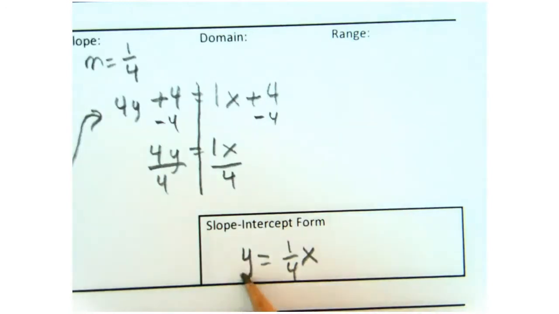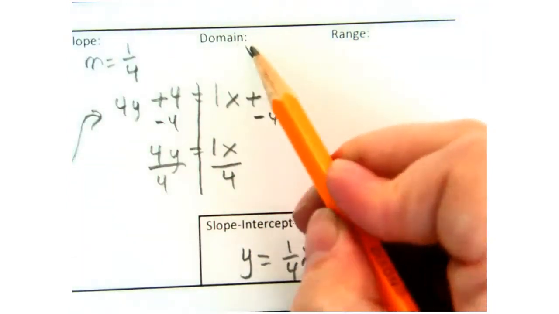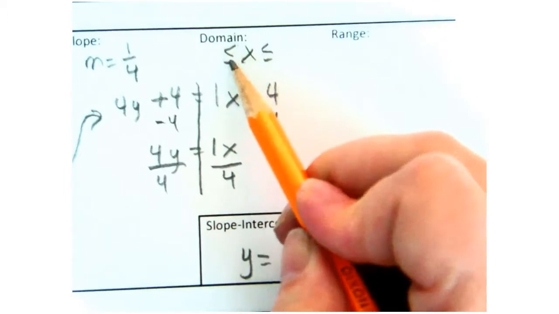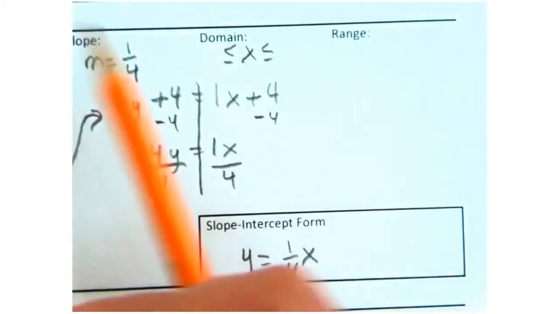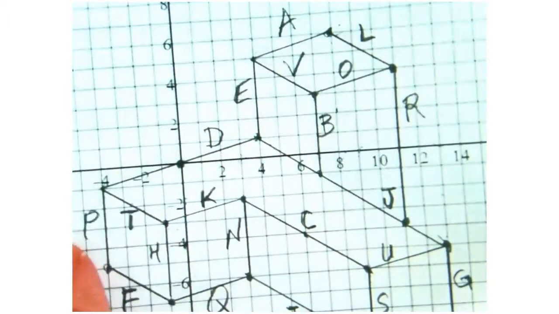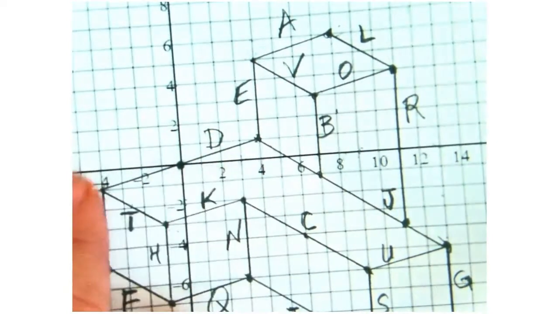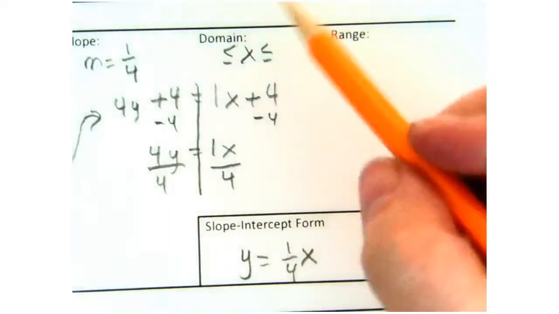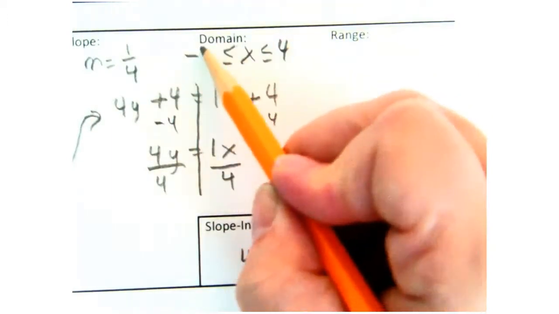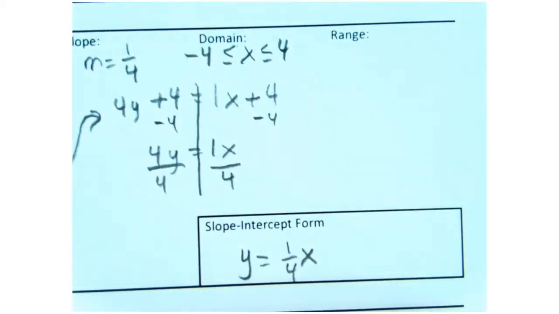Now look for the domain by looking at the endpoints of the line. We need the x values. 4 and negative 4. X is less than 4 and greater than negative 4.